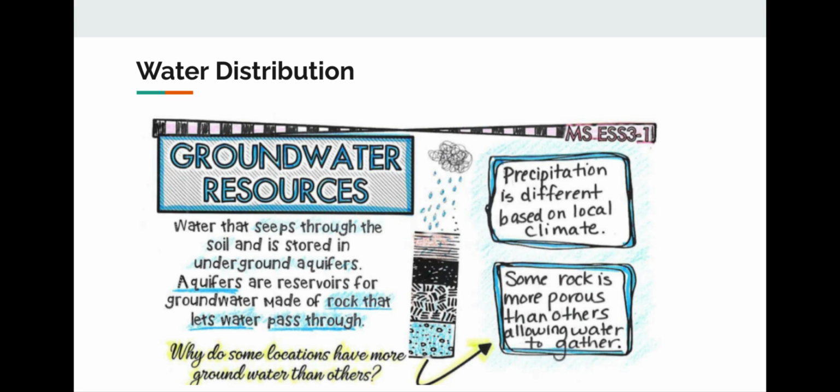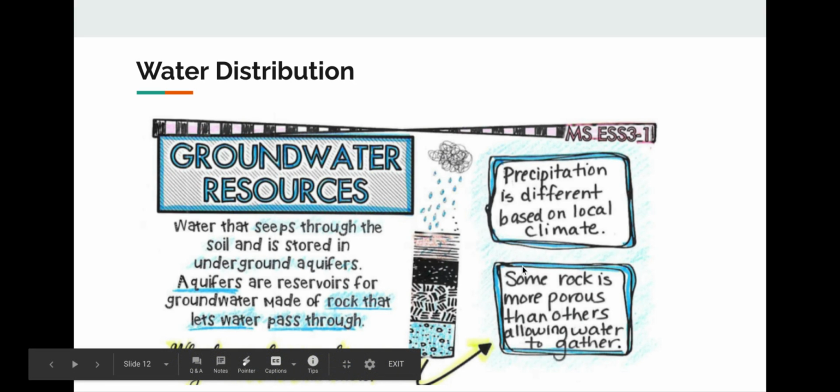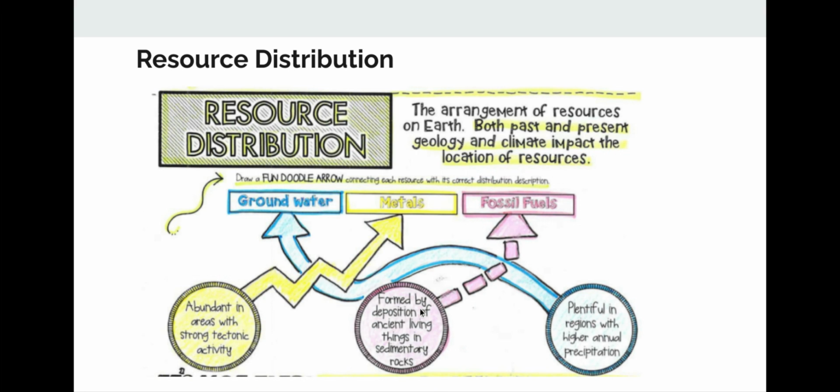Precipitation is a key piece in this. Precipitation is different based on local climate, though. So if you have a lot of rainfall in an area, you're going to have more water in an aquifer than you are in an area with little rainfall. So thinking about these things, what is a factor in resource distribution? Resource distribution is the arrangement of resources on Earth. Both past and present geology and climate impact the location of resources.